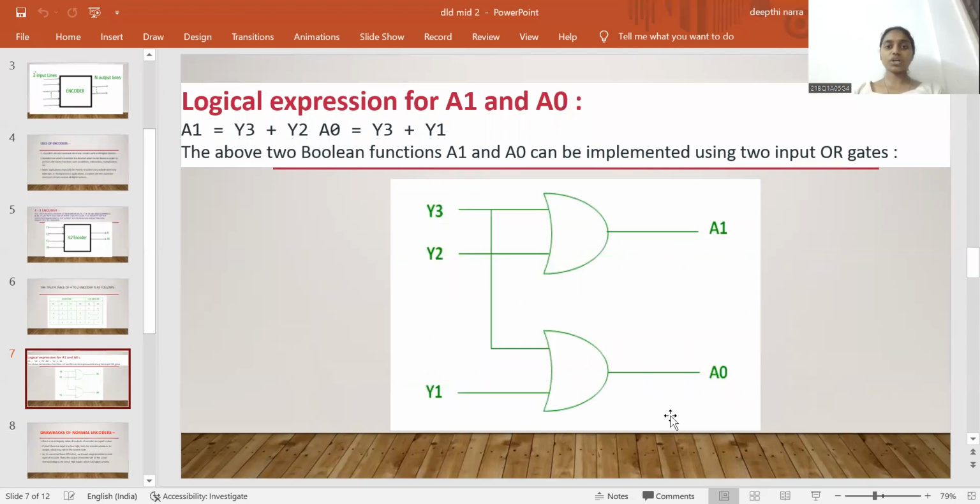Logical expression for A0 and A1. The corresponding equation for A0 is Y1 plus Y3 and A1 is Y2 plus Y3. The above two Boolean functions A1 and A0 can be implemented using two-input OR gates.